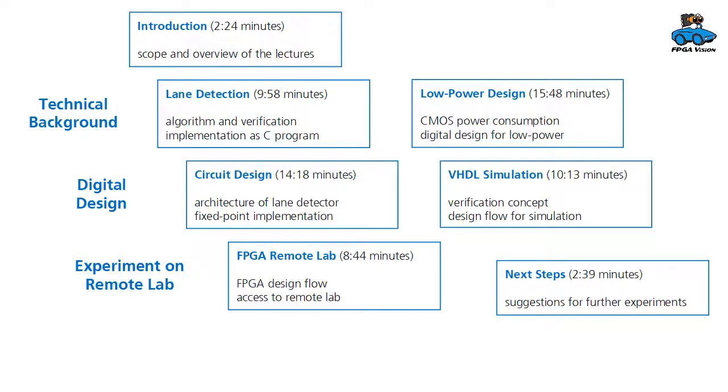So now you've seen how an algorithm works that detects lane boundaries in a street scene. And I invite you to have a look at the other videos in this lecture, where you can learn how to implement such an algorithm on an FPGA and verify it. And you will also have the opportunity to try out the algorithm on a remote lab. So yeah, have a look at the other lectures, and I hope you find them useful.